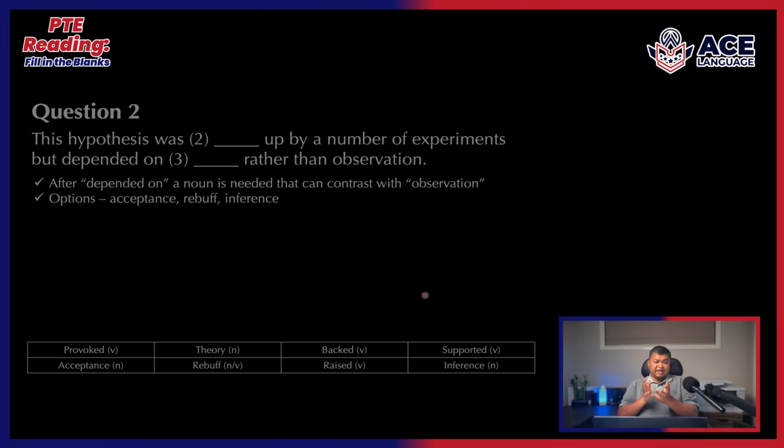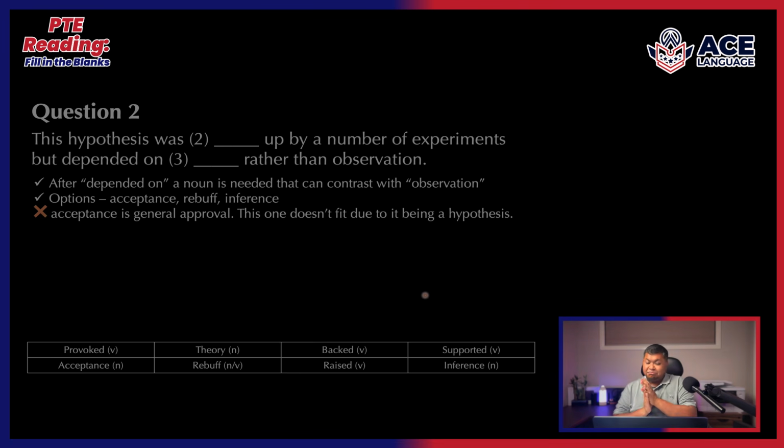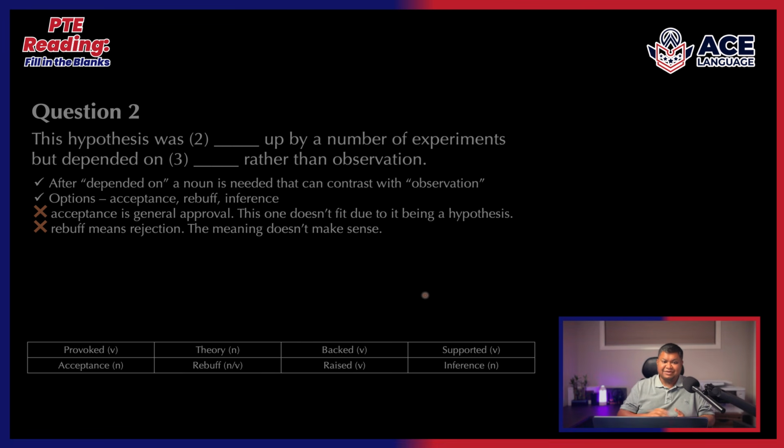Acceptance is general approval. This one doesn't fit due to the fact that it's a hypothesis. Remember, you cannot have acceptance because it's a hypothesis. It hasn't been proven yet, right? Rebuff means rejection. Again, it hasn't been rejected yet, right?